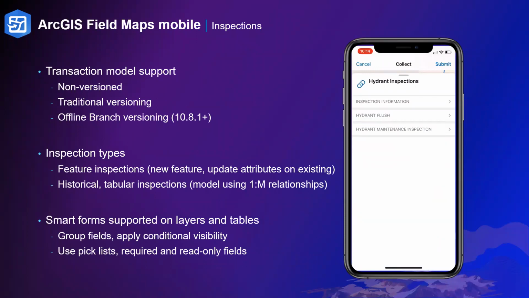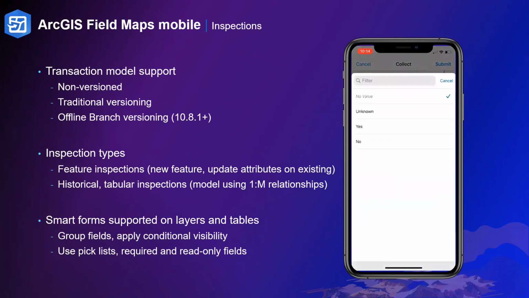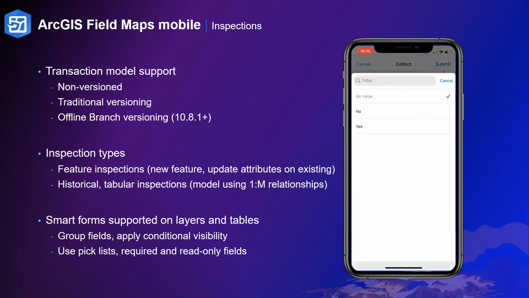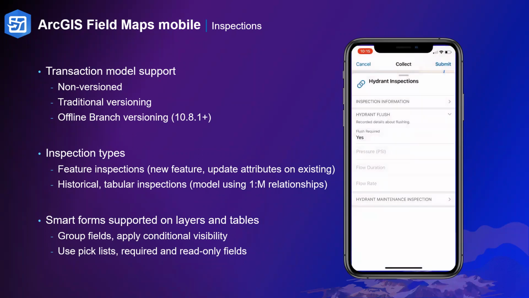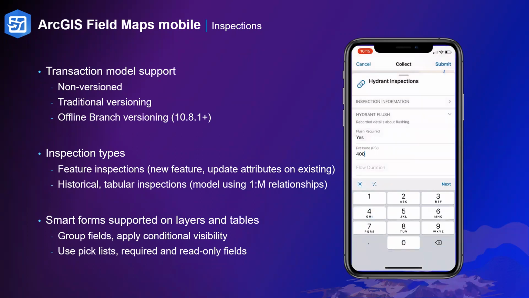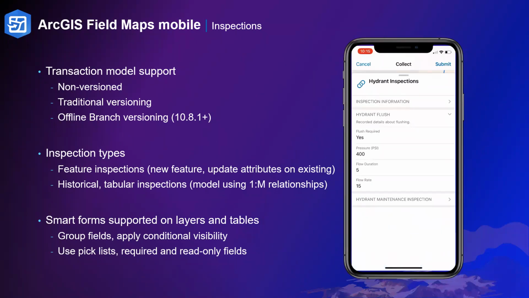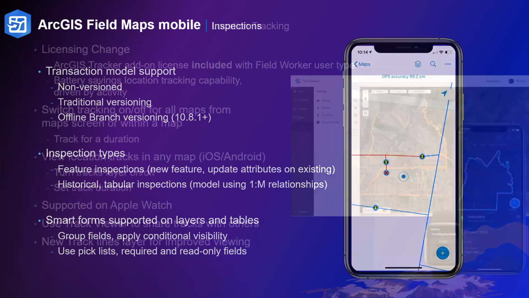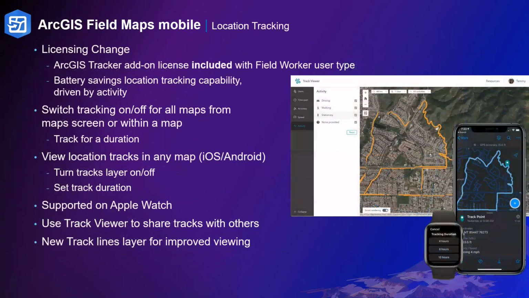The interface has been cleaned up. I think it's a lot better. It's a lot more intuitive, especially on a phone. The phone format, they did a lot of work on that. It looks a lot better. Smart forms are supported on both layers and tables, so that's pretty cool. Setting up group fields, conditional visibility, pick lists, and creating lists is always a great thing in the field, because the less typing you've got to do out there, the better. So the ability to have values in drop-down lists.